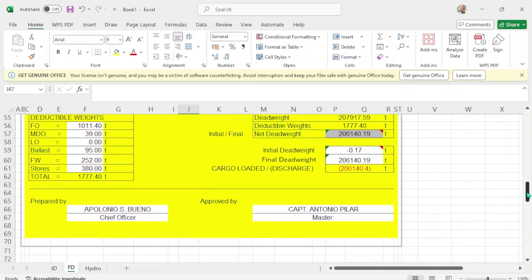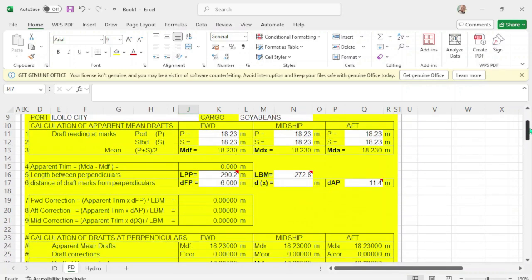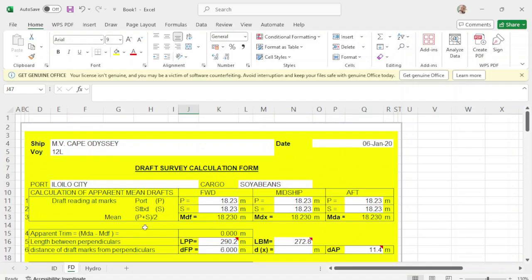So that's it, guys. That's as simple as it gets on how you will make a draft survey form from scratch. All you have to do is copy paste, copy paste, copy paste.